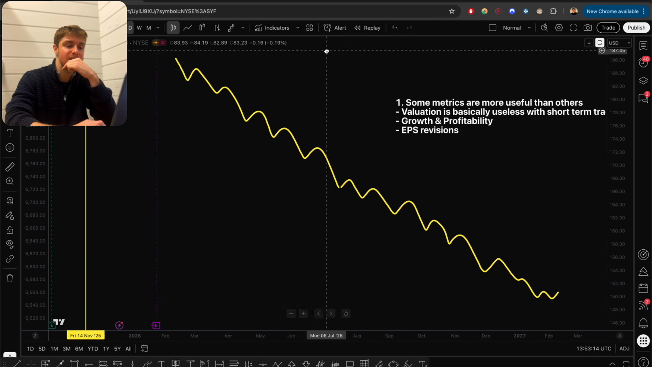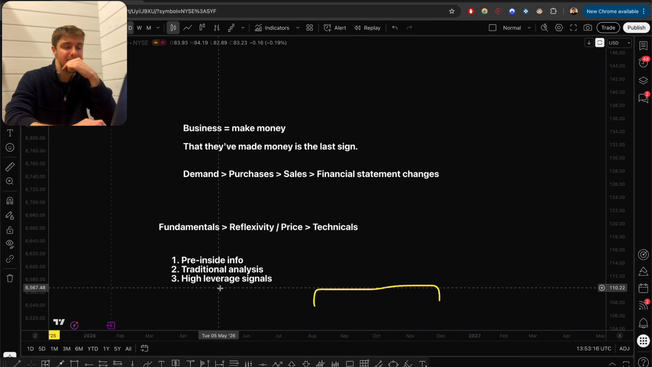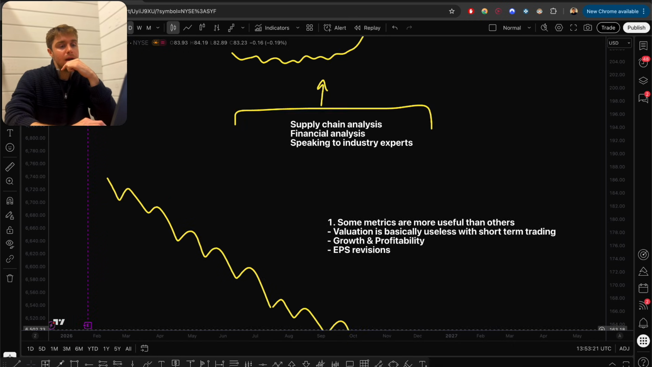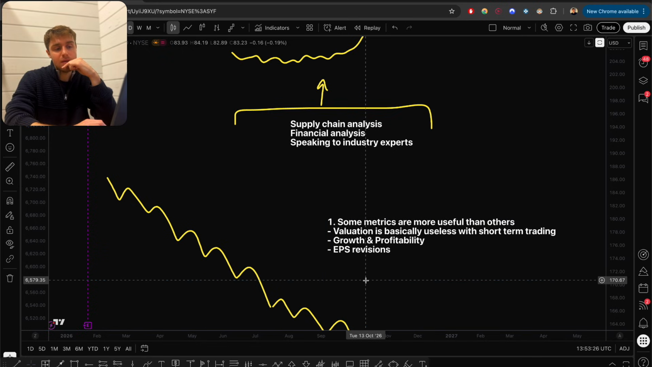And in terms of where this is going to sit on the actual edge basis, this is going to be a high leverage signal approach. Some metrics are more useful than others. These are the key things that I'm going to be looking at. Are they profitable? Are they making more money as well, so is the demand, the revenue, growing? And are analysts increasing their revisions? They're all aligning in the same sort of direction. This is probably the most important way to look at this.